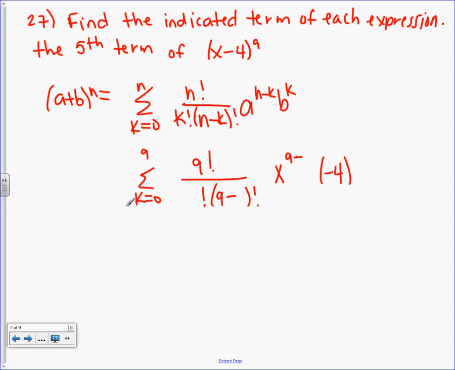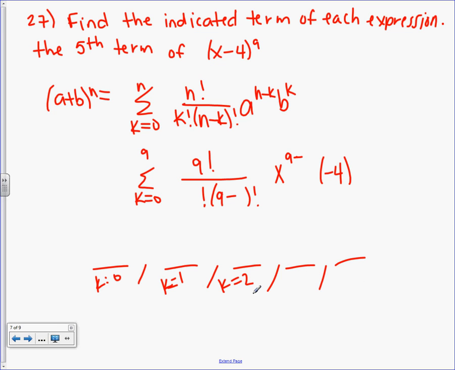So remember with sigma, if I plug this in, that's how I get my first term, right? So if I want my fifth term, 1, 2, 3, 4, 5. If I want my fifth one, my first one is when k is 0. My second one is when k is 1. My third one is when k is 2. So what's my fifth one? When k is 0, 1, 2, 3, 4. When k is 4. Okay?